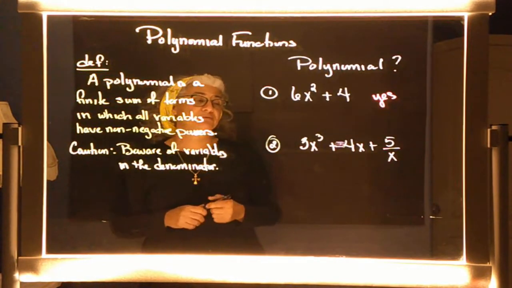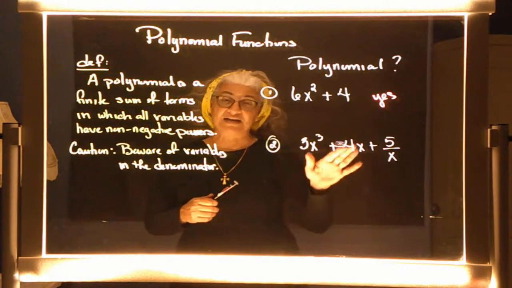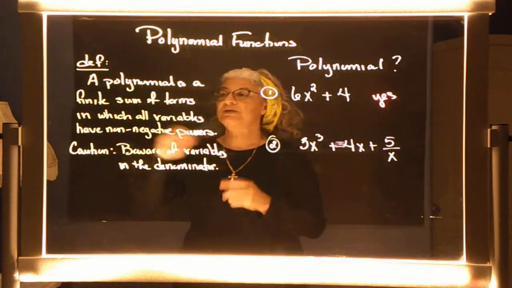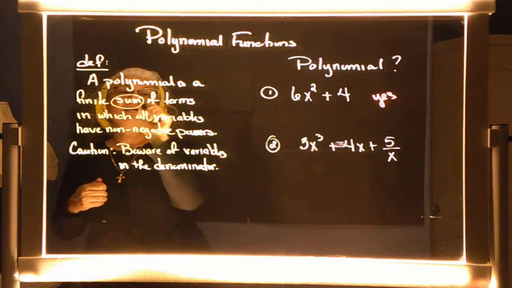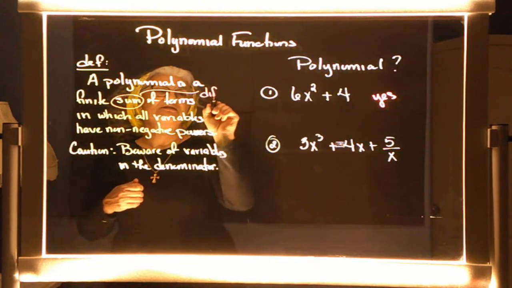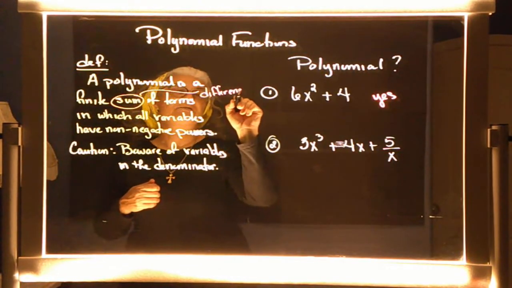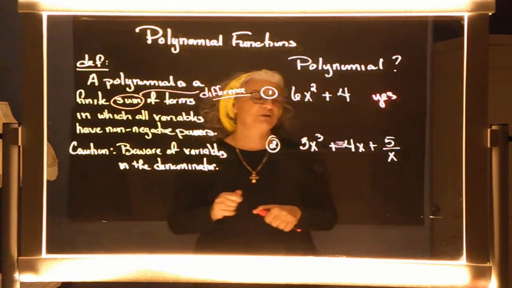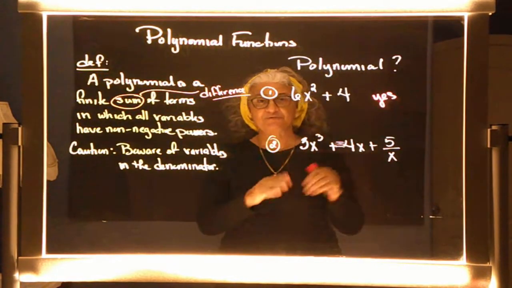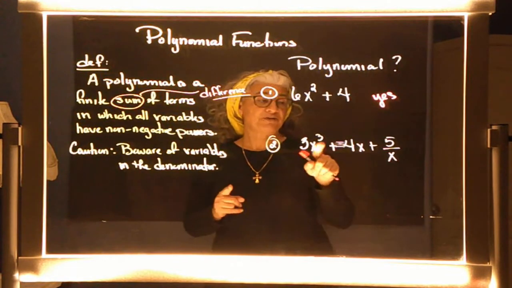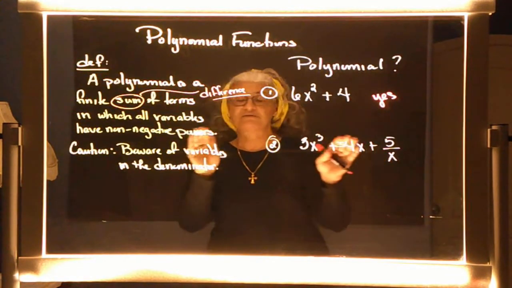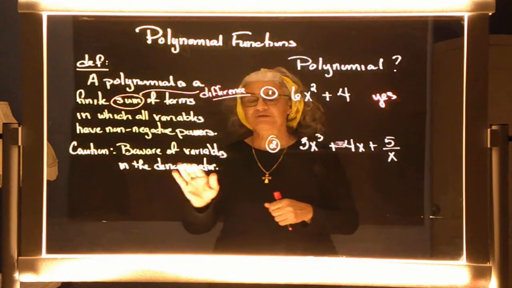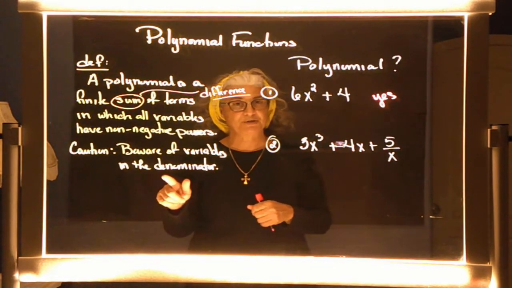Now number 2. So I've got a finite number of terms, right? By the way, when they say sum, it could also be difference. So just know that it doesn't always have to be an addition problem. It could be a subtraction problem. Just FYI, okay? So it is a finite sum of terms. Now, all the variables look like they have non-negative power, so all the powers are positive. But see the word of caution? Beware of variables in the denominator.